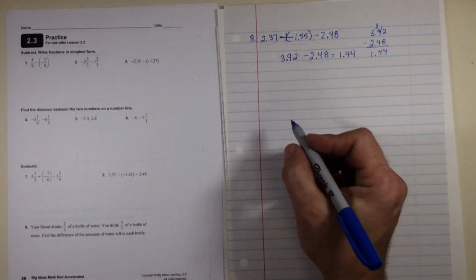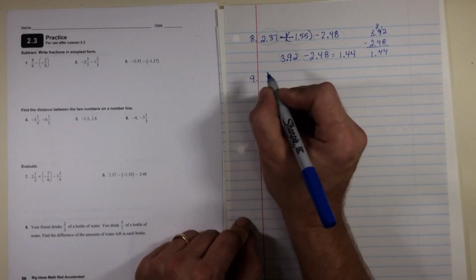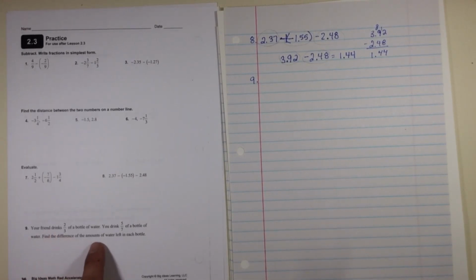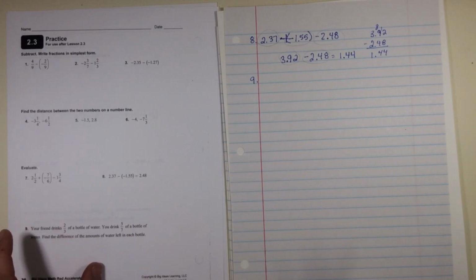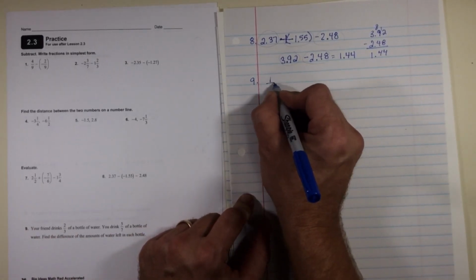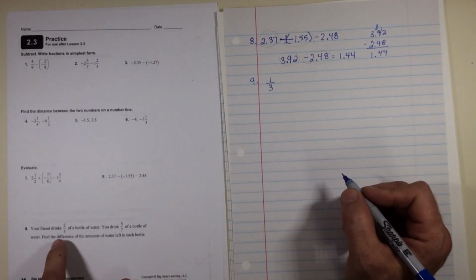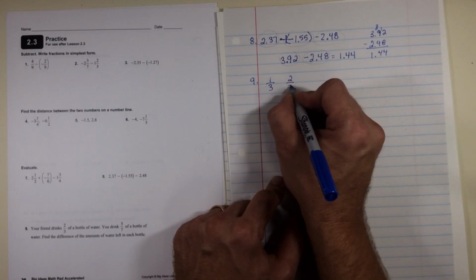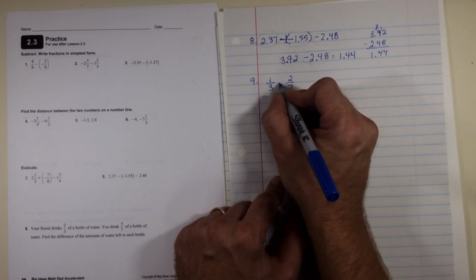Last one, number 9. Your friend drinks 2/3 of a bottle of water. You drink 5/7 of a bottle of water. Find the difference, subtract, of the amounts of water left in each bottle. How much is left in each bottle? Well, if your friend drank 2/3 of a bottle of water, they left 1/3 in the bottle. If you drank 5/7, you left 2/7. There were 7/7 in there. You drank 5/7, leaving 2/7.